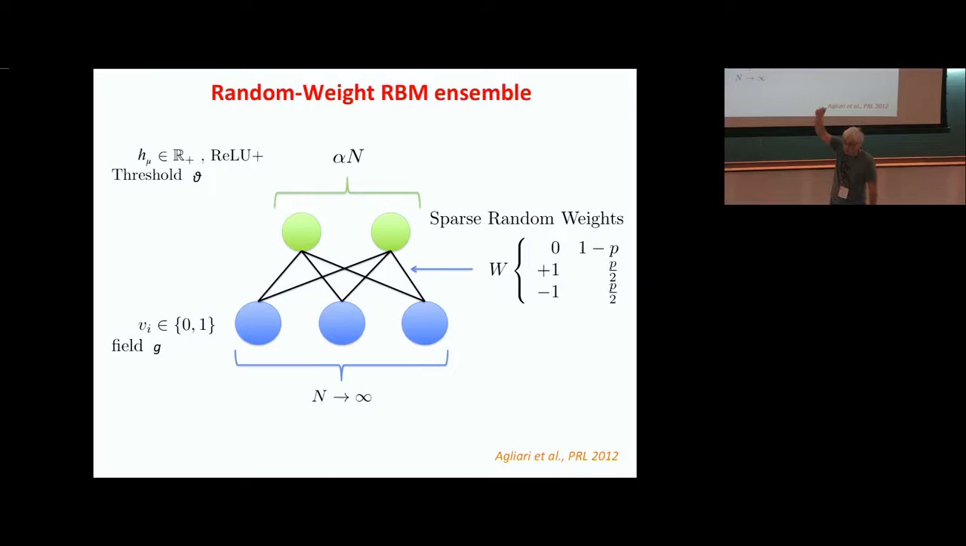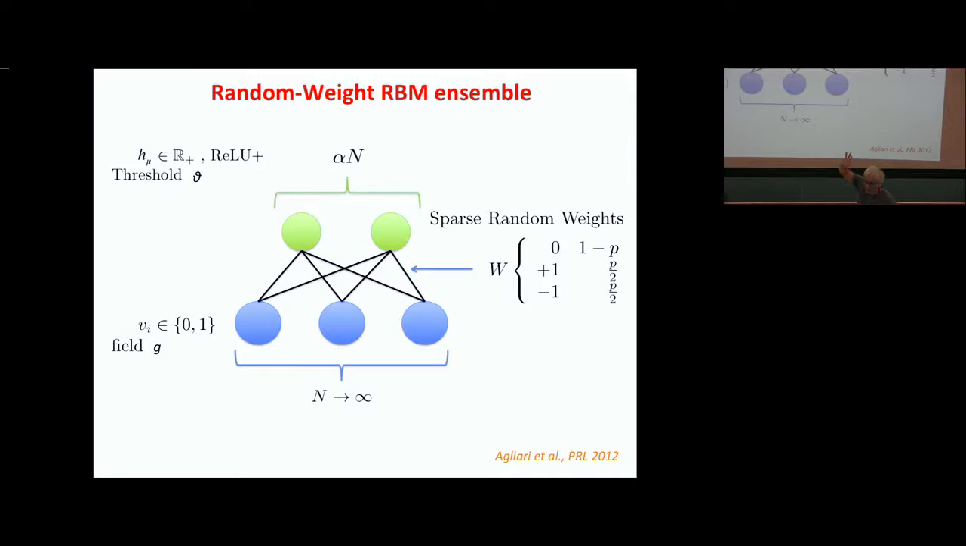You have n visible units, and the number of hidden units I call alpha n, because I know that that should be the number of patterns, so the same notation. Okay, so alpha is the aspect ratio of the machine. That's the number of hidden units divided by the number of visible units.